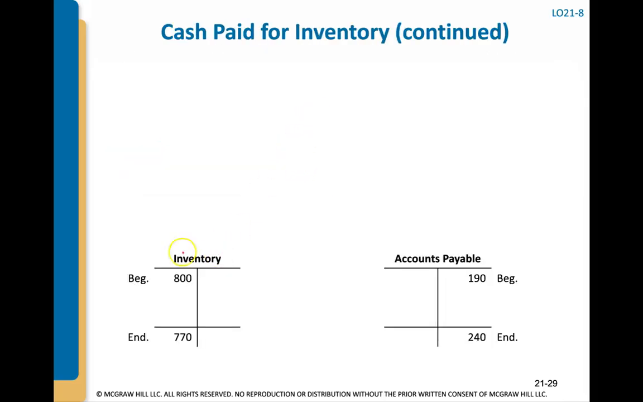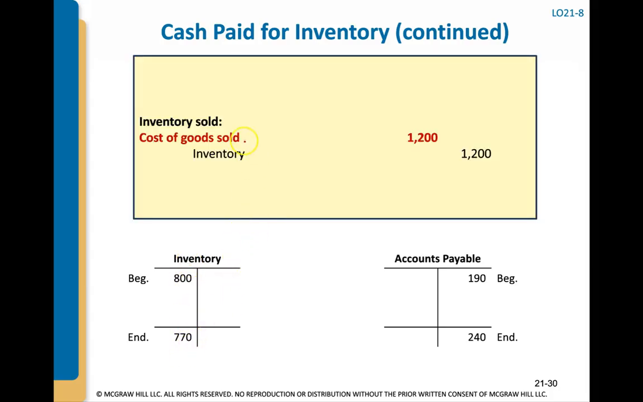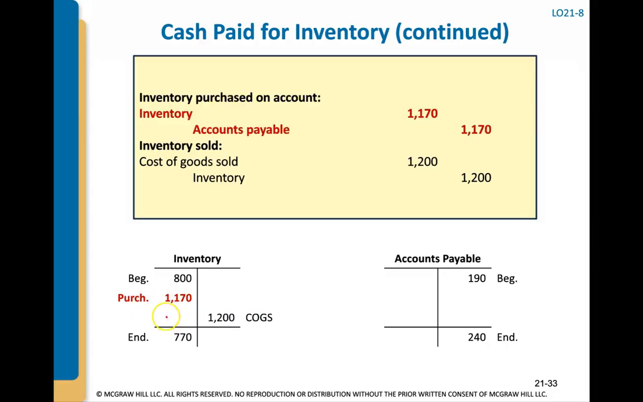First, we're going to look at our T accounts for each of these balance sheet accounts, and we have our beginning and ending balances for each of them. And we're told that our cost of goods sold is $1,200. Which means that when we debit cost of goods sold for $1,200, the other side of the entry is a credit to inventory for $1,200. So when we look at our inventory, it begins with $800, and then we have a credit for $1,200. That does not equal $770, which means we've made some purchases during the year. And we did. We made purchases for $1,170, and that's a plug.